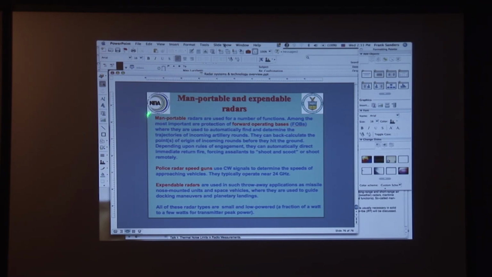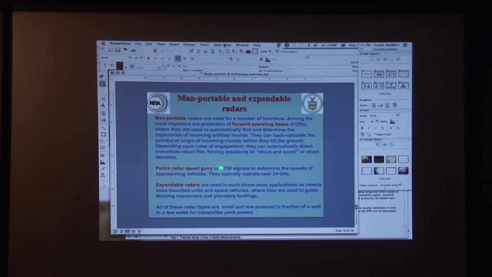So-called man-portable radars, these are typically used at forward operating bases for artillery spotting. The radar can pick up incoming artillery or missile rounds and back calculate where the round must have come from. And if rules of engagement allow this, return fire can go back automatically and start hitting the location where the artillery came from before the first artillery round actually hits the ground from the opponent. Now, rules of engagement don't always allow that. Because sometimes you want to be more concerned about who you're shooting back at. But bear that in mind, that these are low-power, so-called man-portable.